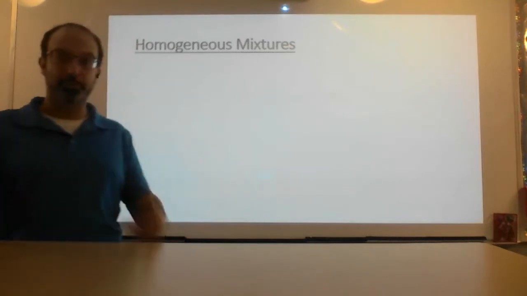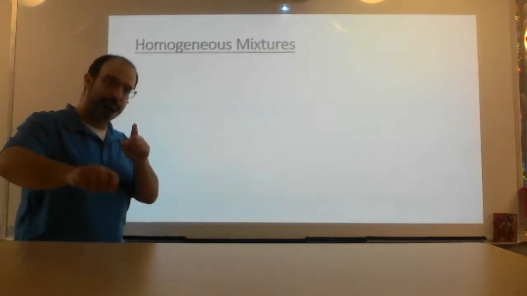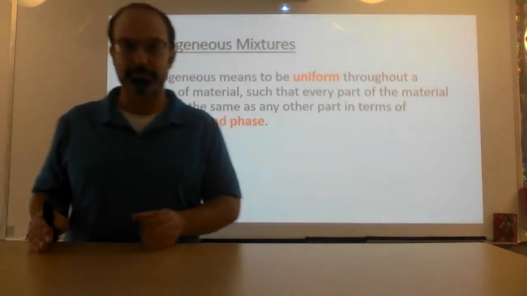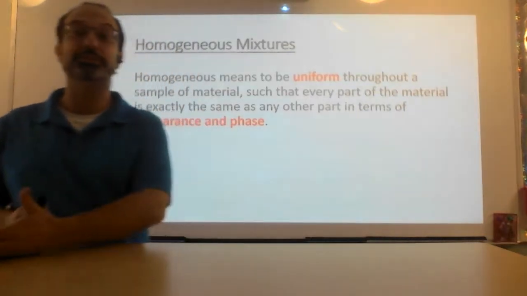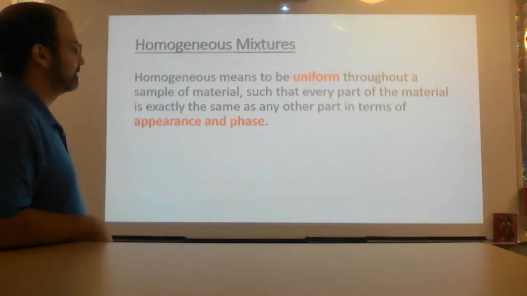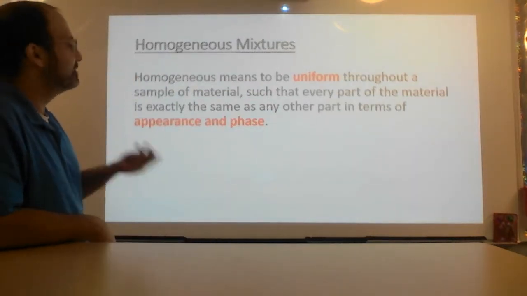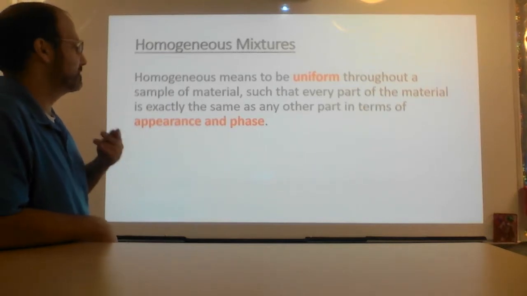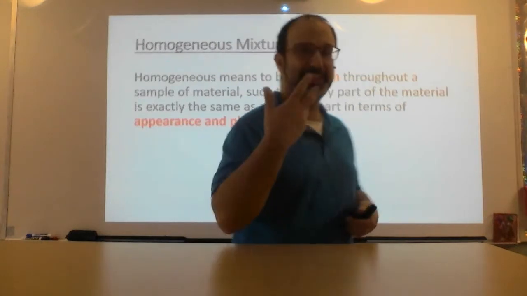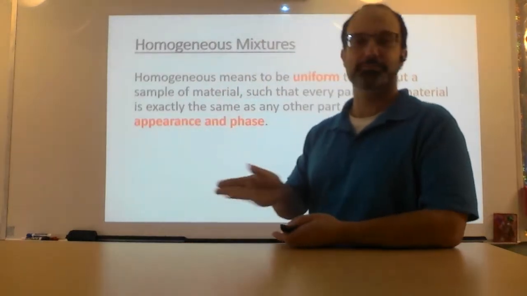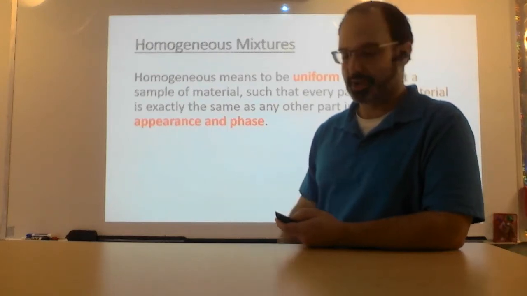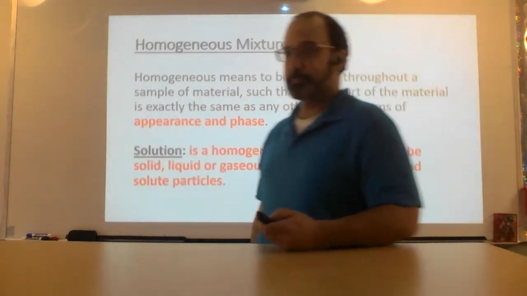Okay, what about a homogeneous mixture? This one's going to be the more difficult one and the more important one for what we're going to do. Homogeneous means uniform, means they are the same. So uniform throughout a sample, such that every part of the material is exactly the same as any other part in terms of appearance and phase. So basically, if I reach in and scoop it out, I won't be able to tell the difference. I'll get a random arrangement of particles, and they'll all be kind of a mix, but they'll all be basically the same.